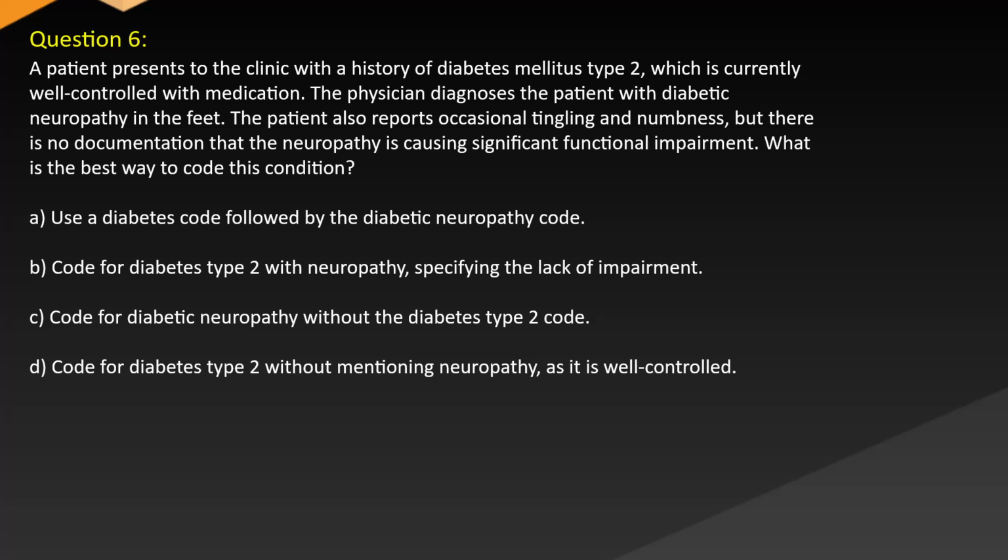A. Use the diabetes code followed by the diabetic neuropathy code. B. Code for diabetes type 2 with neuropathy, specifying the lack of impairment. C. Code for diabetic neuropathy without the diabetes type 2 code. D. Code for diabetes type 2 without mentioning neuropathy, as it is well controlled.